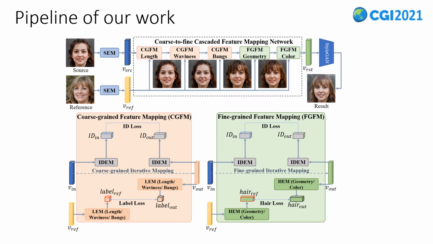3 of them in red are coarse-grained feature mapping subnetworks, CGFMs, which transfer attributes of hair length, waviness, and bounce. 2 of them in green are fine-grained feature mapping subnetworks, FGFMs, to manipulate hair attribute with 3D geometry and 3D color.